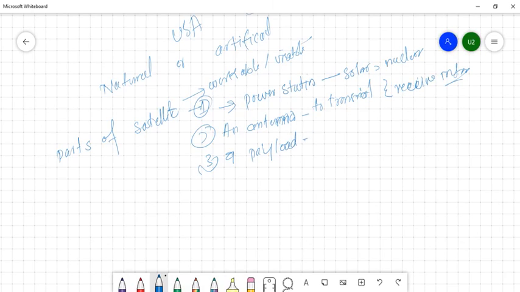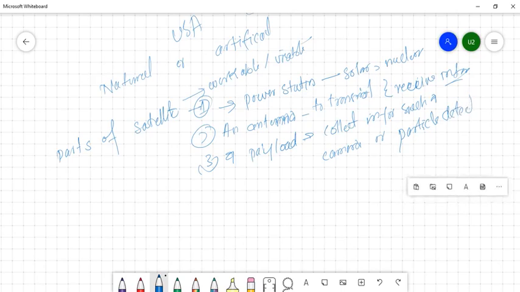A payload, and it is to collect information such as camera or particle detector. Particle detector or camera, making images or pictures.